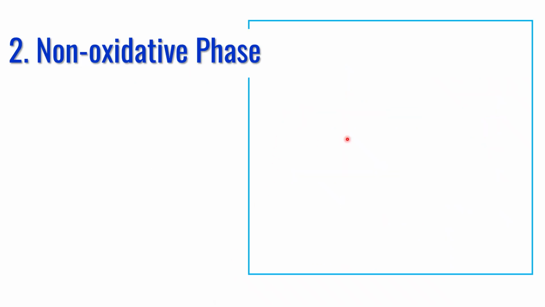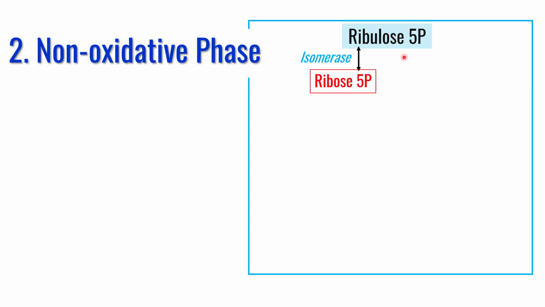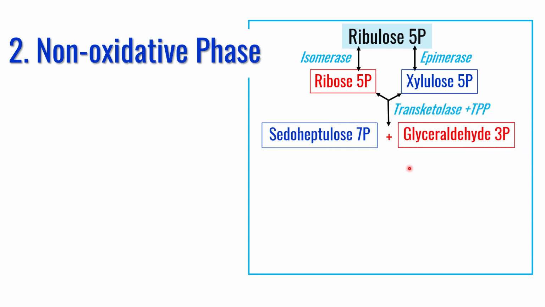Let us discuss the non-oxidative phase. It starts with ribulose 5-phosphate, which is a ketopentose. It is converted into the aldopentose ribose 5-phosphate by isomerase, and ribulose 5-phosphate is also converted into xylulose 5-phosphate, which is a ketopentose, by epimerase. In the next reaction, there is transfer of a 2 carbon unit from xylulose to ribose by transketolase, which requires thiamine pyrophosphate. The product of this reaction is sedoheptulose, which is a ketose, and glyceraldehyde 3-phosphate, which is an aldotriose.